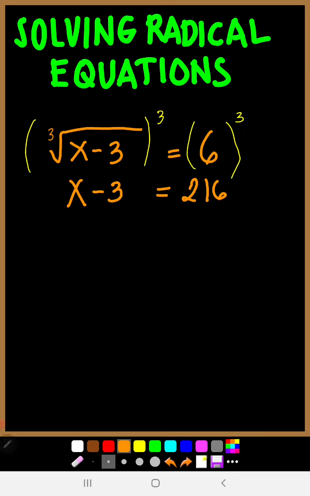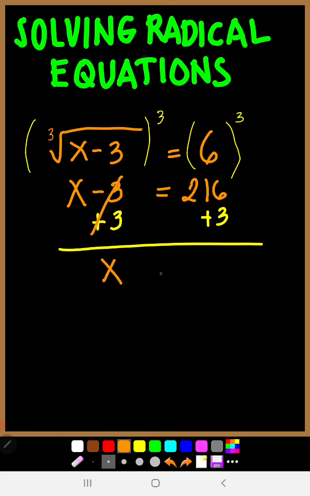So, may kasama pa siyang negative 3 or minus 3. So, para ma-cancel out yan, we add 3 on this side and add 3 on this side. So, what we're going to have here is just x na lang. And then 216 plus 3 is 219. And that is your final answer.